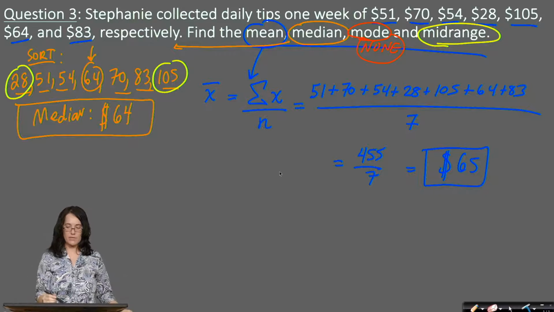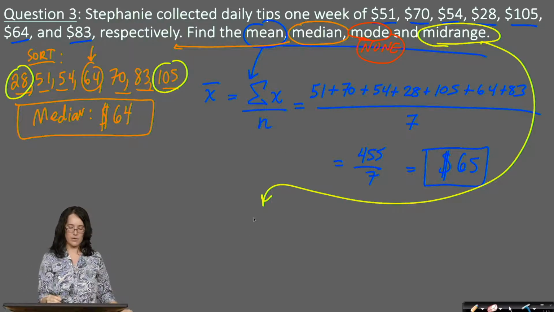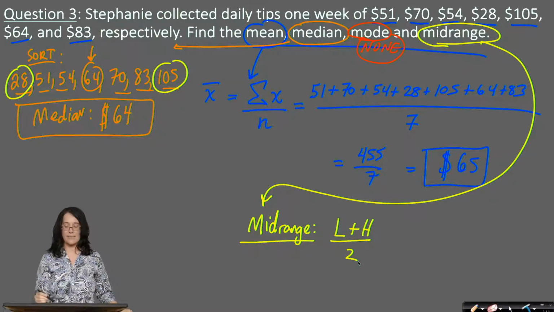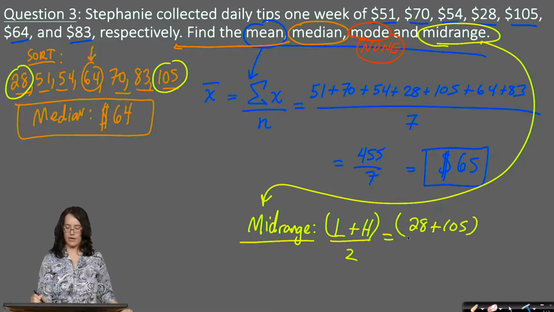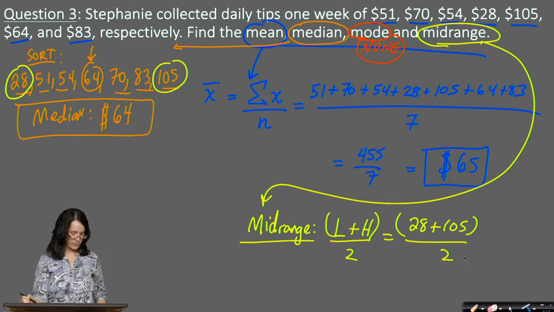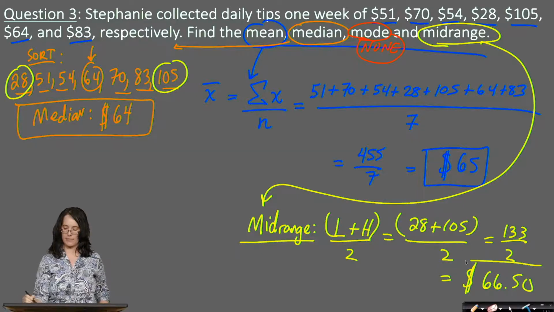extremes. So what we did for the mid-range, if you recall, was we took the lowest plus the highest value and divide by 2. Take the average of the extremes. And when we do that, we get 28 plus 105, whatever that sum is, divided by 2. That's 133 divided by 2, so her mid-range tip would be 66.50 each day.